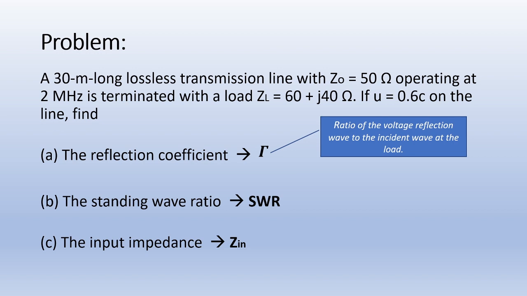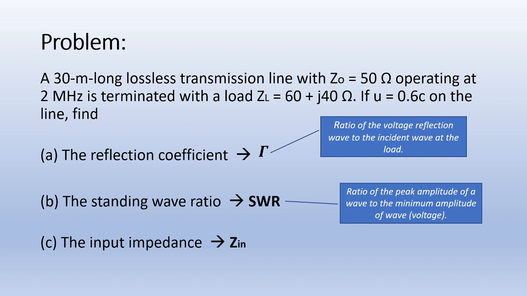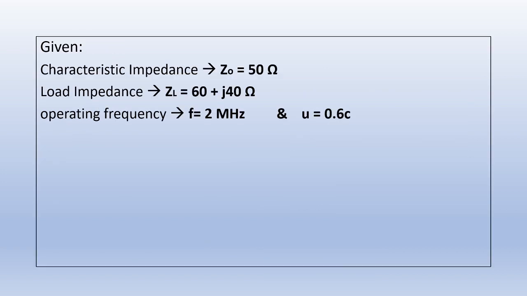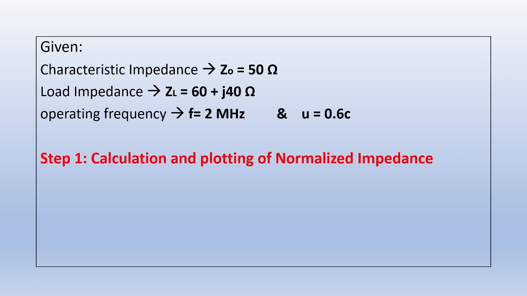Your SWR, that is standing wave ratio, is the ratio of the peak amplitude of the wave to the minimum amplitude of the wave. Now you must have seen the basic diagram of a transmission line. So Zin is nothing but your input impedance. So let's start. The given parameters are characteristic impedance, load impedance, operating frequency, and a relation that u equals 0.6c.